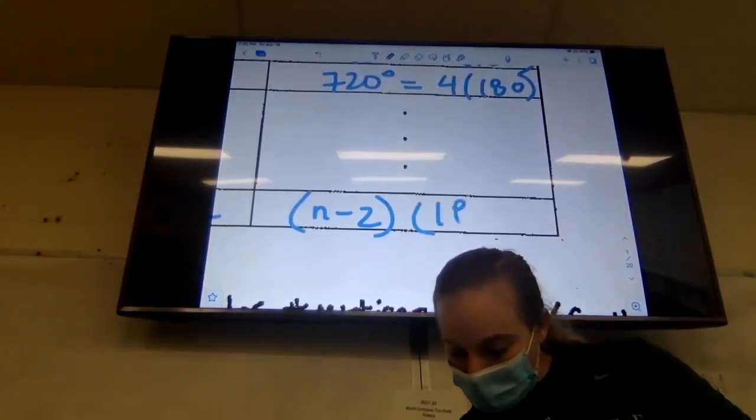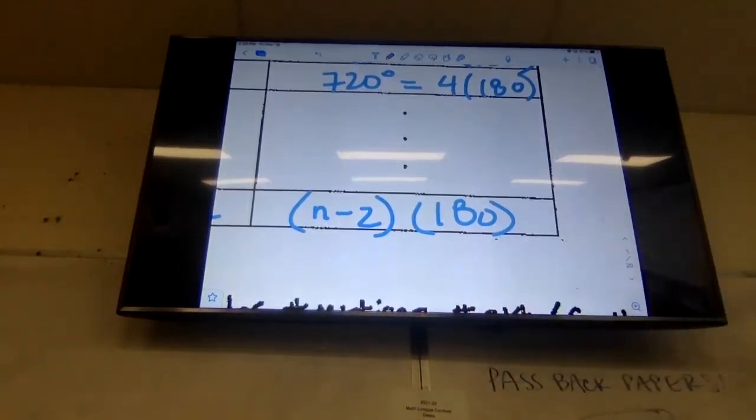And that is my equation to find the sum of any interior angle shape that I have. So we're going to use that momentarily.